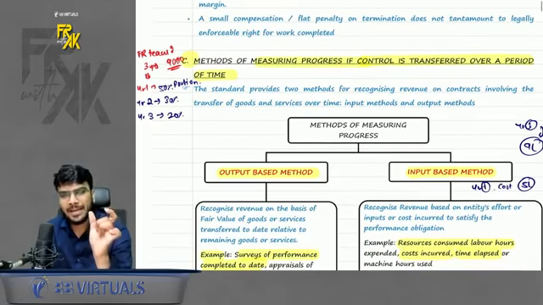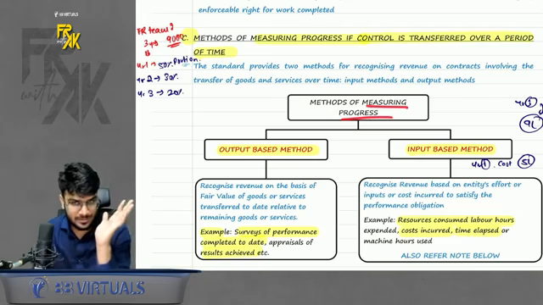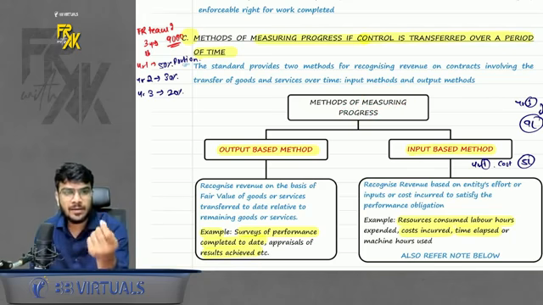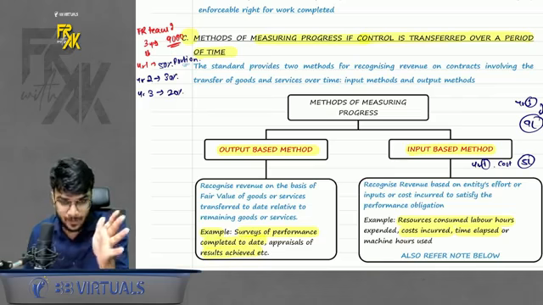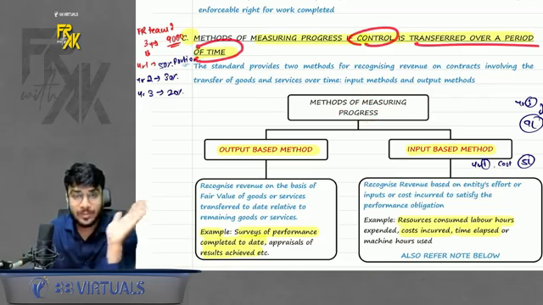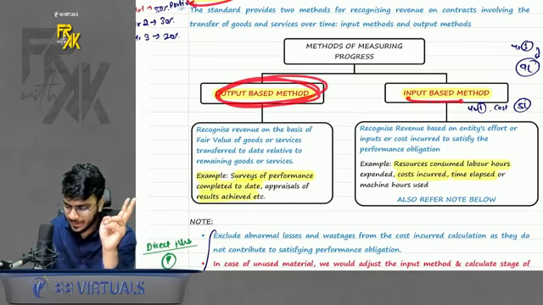You should see how much service has been fulfilled. So there are 2 ways of measuring progress. Why do we need to measure progress? Because however much progress has happened, that much revenue we will book each year. So this measuring progress is only relevant when the control is getting transferred over the period of time. So we have two methods. One is output based method, one is input based method.